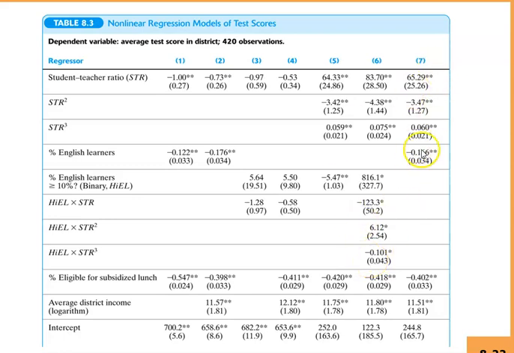So our seventh specification is for when we don't have a binary variable for English learners, but we have a continuous variable for English learners. And overall, you can see that the coefficient of student-teacher ratio in all three of these situations is changing, but also the total effect will depend on these other nonlinear terms that we have introduced, as well as the interaction terms in some of these specifications that we have introduced.